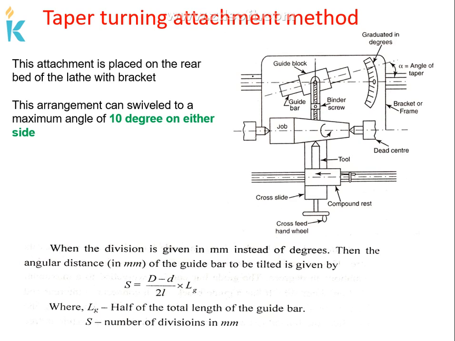During the taper turning, the job is held in the chuck. The guide bar is set to the required angle. The formula is shown below. By using this formula, we obtain the number of divisions. So S means number of divisions. When the longitudinal feed is given, the tool will move along an angular path as the guide block moves at an angle on the guide bar. So in this method, we can produce the required angle of taper.